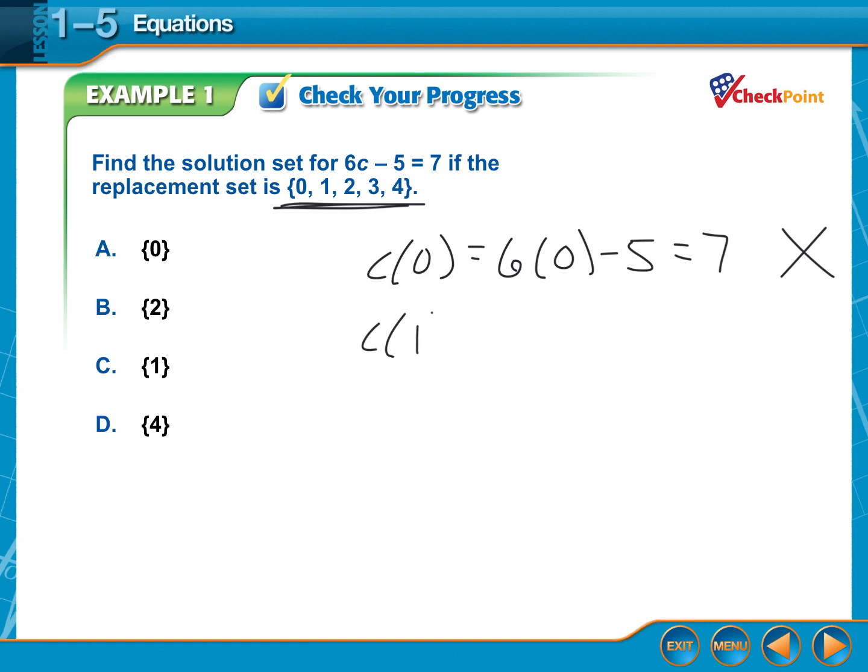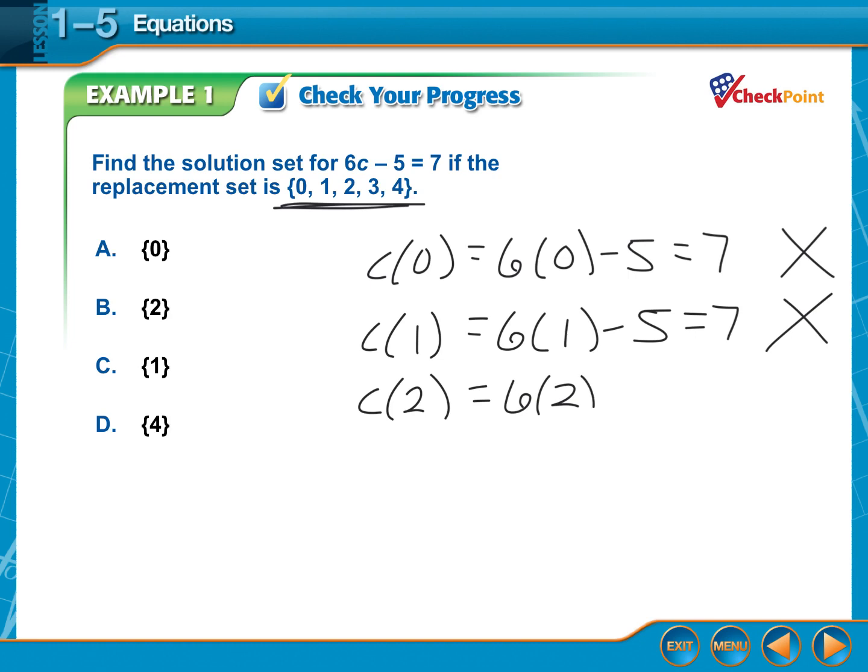C of 1... We have 6 times 1 minus 5. What's 6 times 1? 6. 6 minus 5? 1. Does 1 equal 7? No. Then moving on. C of 2. 6 times 2 minus 5 equals 7. What's 6 times 2? 12. What's 12 minus 5? 7. Does 7 equal 7?